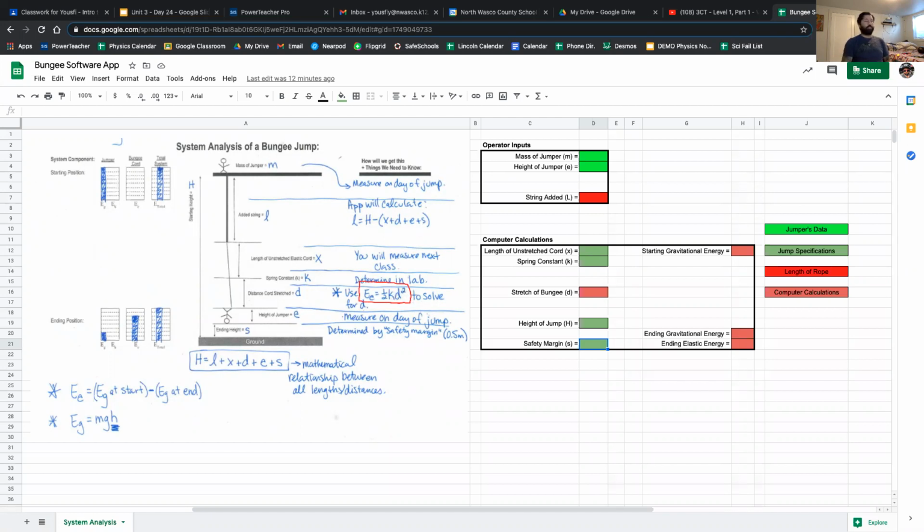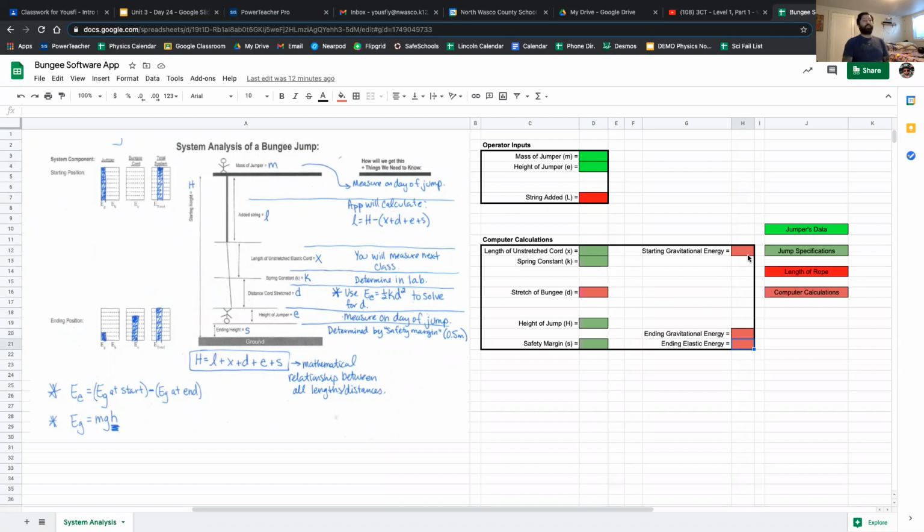So let's get started coding. Again, these are all inputs, things that you're going to enter physically into the program. And the red ones are the ones that the computer is going to be making calculations for. So the red ones we actually need to code.